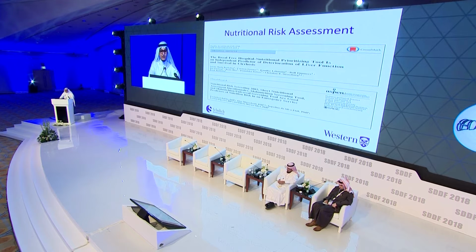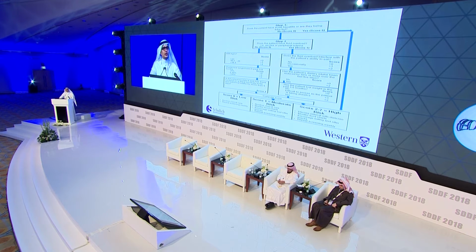Other tools have been validated and studied. However, they were not validated as well as the Royal Free Hospital Nutritional Prioritization Tool. To simplify, it's a very simple tool that can be done by a clinician in the clinic. The first question is, does the patient have evidence of acute hepatitis or are they on tube feeding? If the answer is yes, that takes you straight to severely malnourished, high-risk patient. If the answer is no, then you assess the fluid status of the patient, whether they are volume overloaded or not, and then you go through the questions.